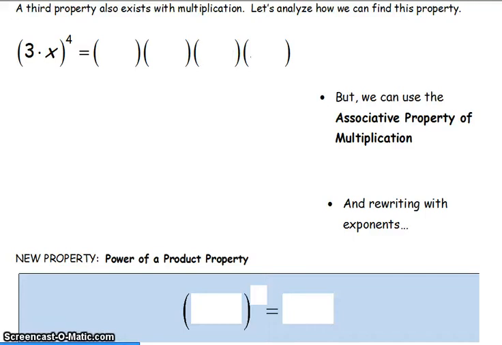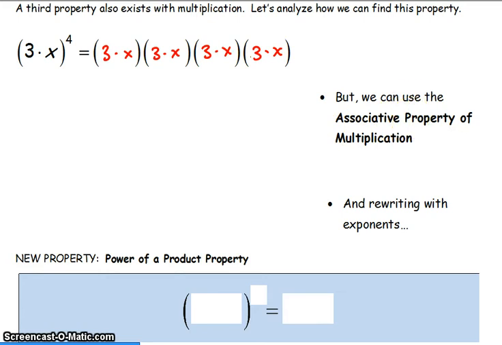So the second and last property we'll learn today is also something we can use our previous properties to figure out. Again, I have two things that I'm multiplying together in parentheses, and I'm raising the parentheses to the fourth power. That means I'm multiplying these things together, 3 times x, 3 times x, 3 times x, and 3 times x, 4 times. We talked yesterday, it's called the associative property of multiplication.